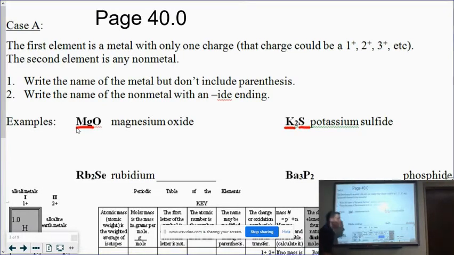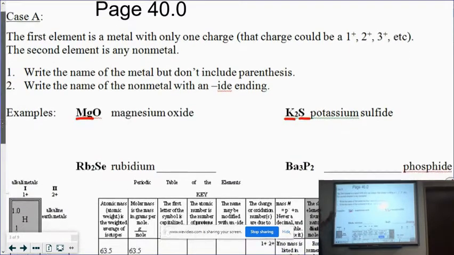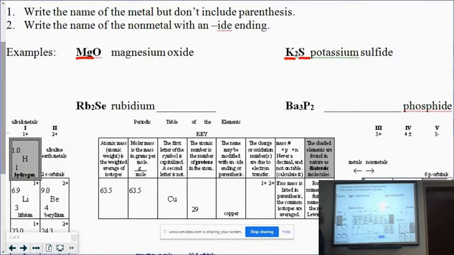The reason we're going through this kind of fast is because we already did this case on the last homework assignment. So now let's go down to rubidium and selenium. For rubidium, we write out its first name, rubidium, and then selenium turns to selenide. Chop off the last part of the name and add an ide ending.